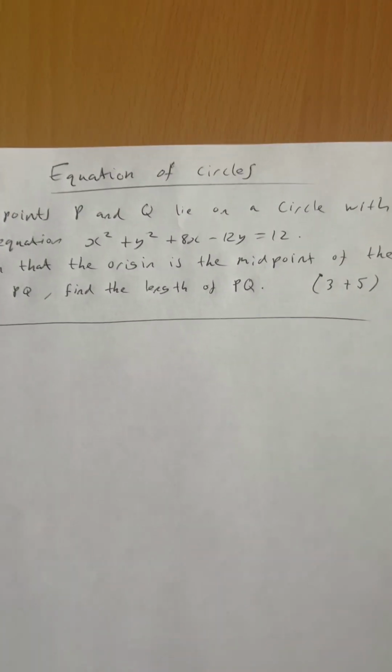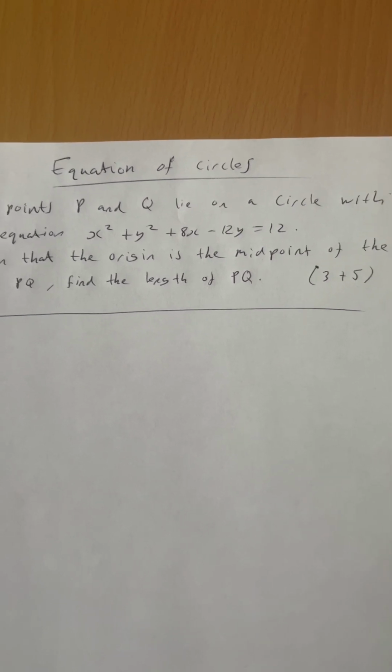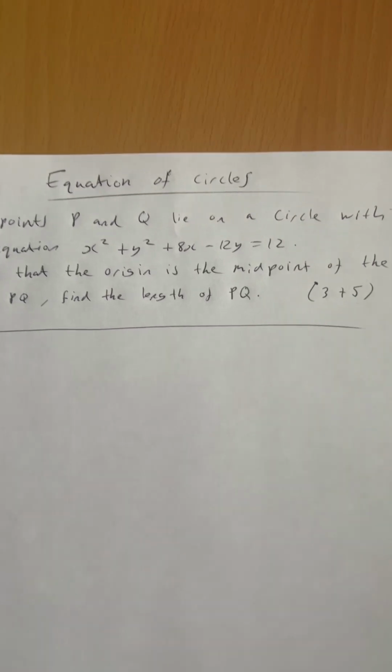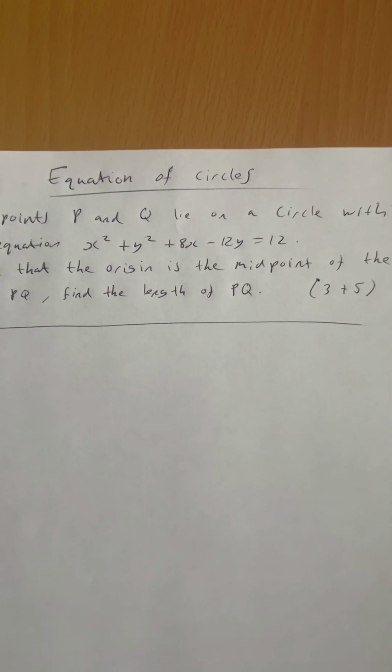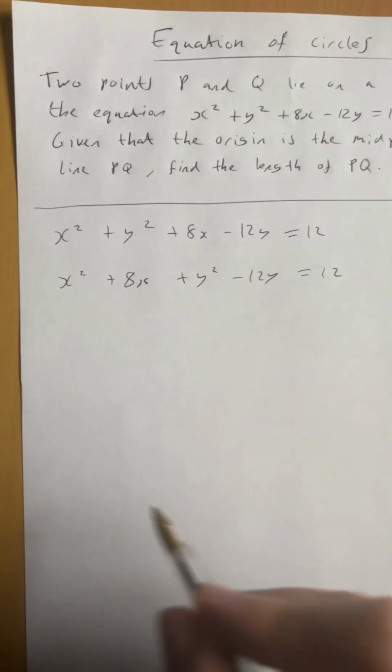So we need to try and draw the equation of this circle. To do that, we need to know what the center is, and we need to know what the radius is for this circle. To do that, we're going to complete the square. Hopefully you can see that we need to complete the square with this equation. So I've just grouped the x terms together and I've grouped the y terms together. So now we can complete the square.